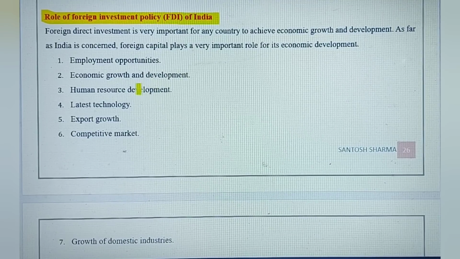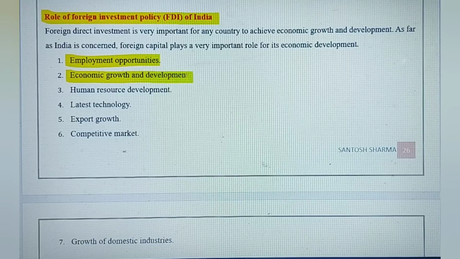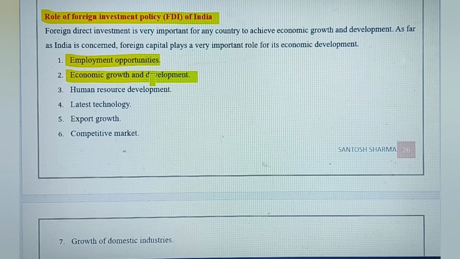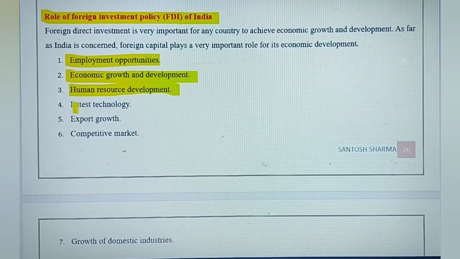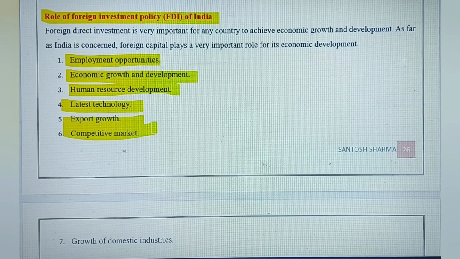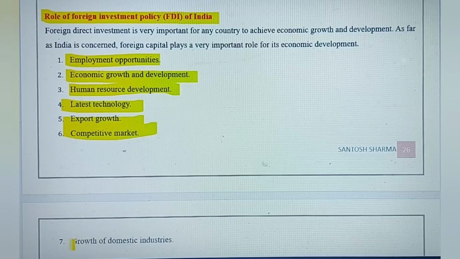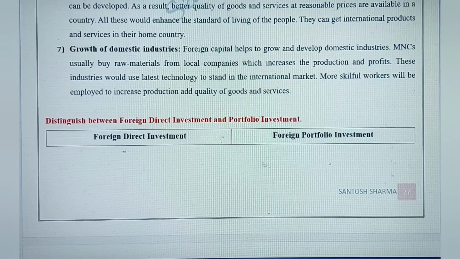So a lot of points are there you can mention like this. It creates employment opportunities, then helps in the economic growth and development of India, and it also increases or develops the human resource. Latest technology can be available, more exports, more competitive market, and growth of domestic industries. So all these points you can mention. All these are the explanation.